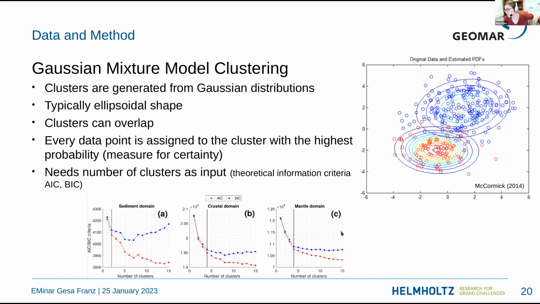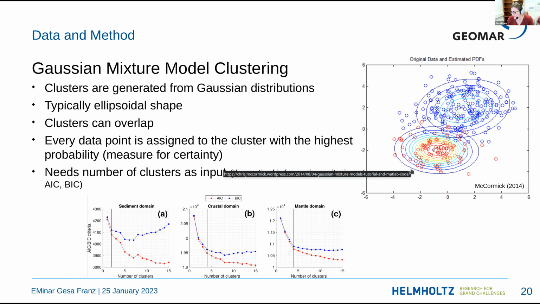A nice thing with Gaussian mixture modeling is that the clusters can overlap, because in the GMM, every data point is actually assigned a probability with which it belongs to each of the clusters. So for example, if you take this red point, it is assigned to the bottom cluster, but you see that the probability is almost similar that it belongs to either of the clusters. So that's a great measure for the certainty of the clustering.